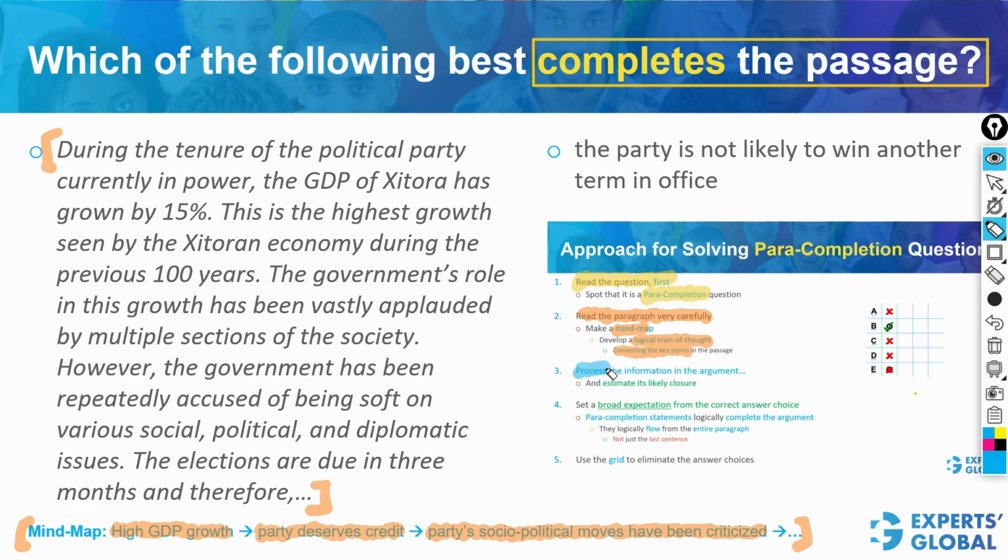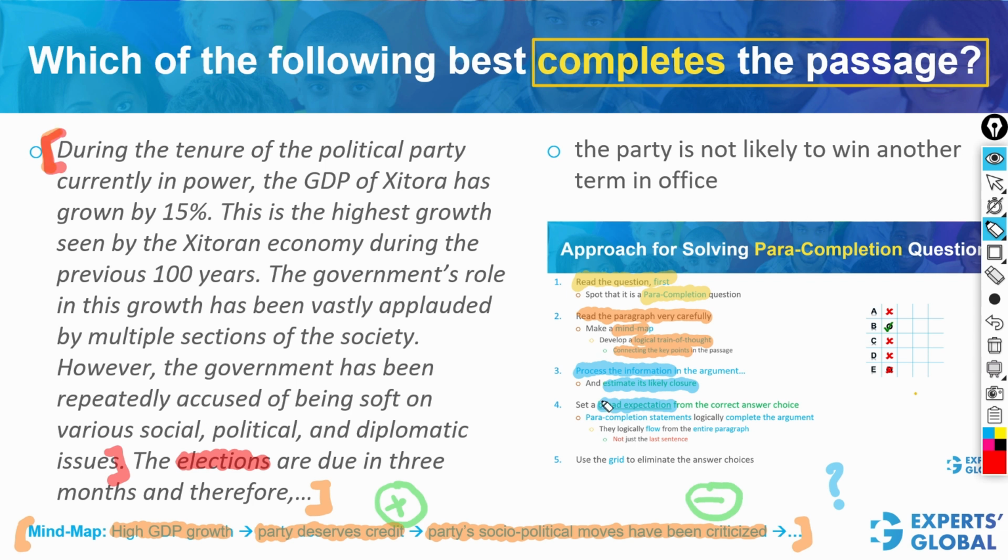Next step is to process the information and to come up with a likely closure. This would set our broad expectation from the correct answer choice. So please pause the video and think of a logical closure of this argument. See, after all the information here, the paragraph talks about elections being due. So what can we say about the elections? The paragraph talked about the party deserving credit. That's something positive. Then the paragraph talked about the party being criticized, something negative. So a logical conclusion should be something that does justice to the positive aspect as well as the negative aspect of the paragraph.